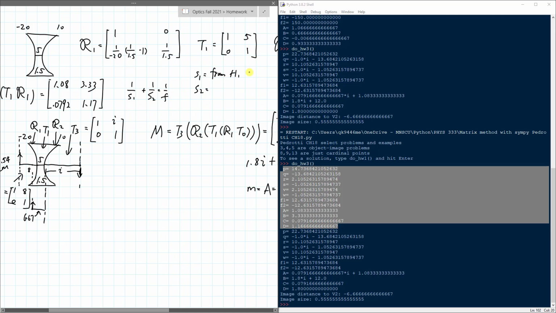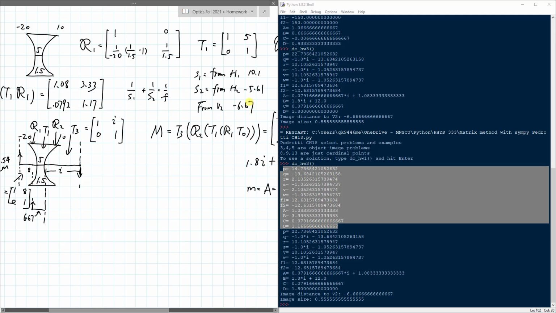This is actually 10.1, not the 8, because we need to find where the frontal plane is, and here the S2 is calculated from H2, which is not the same as H1. So the answer was minus 5.61. So that's from H2. So where exactly is H2? Well, you don't really know. Then if you calculate that from vertex 2, which is the output plane, then you get minus 6.67, something that we already did.